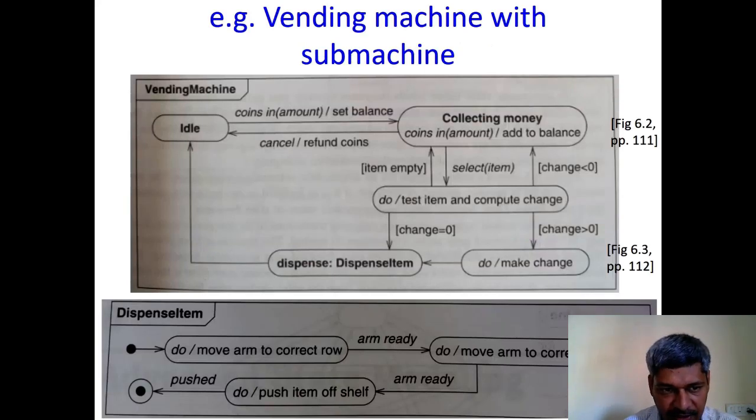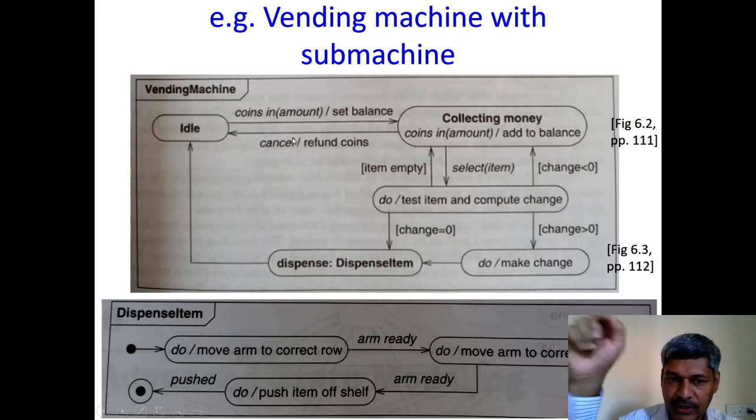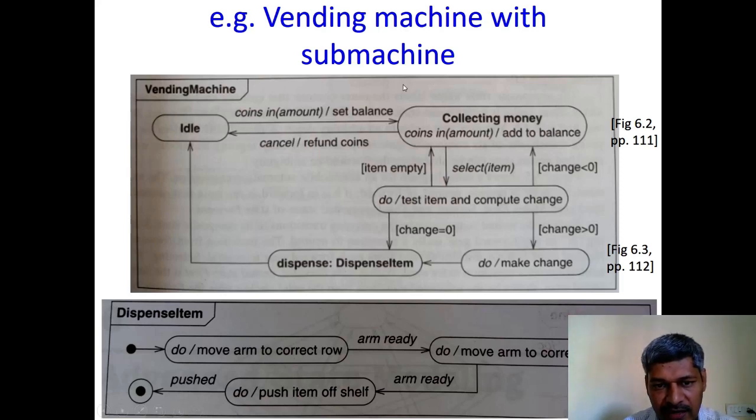Here is the state machine for a vending machine. The vending machine will usually be in the idle state. Then, say for example, you are inserting coins. We already have seen activities. So when the event coins in happens, that means you are putting in coins. Then the activity that happens is you are setting the balance. With that particular event and that activity, set balance, you are moving towards the collecting money state.